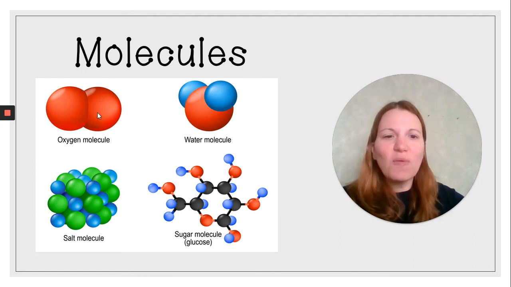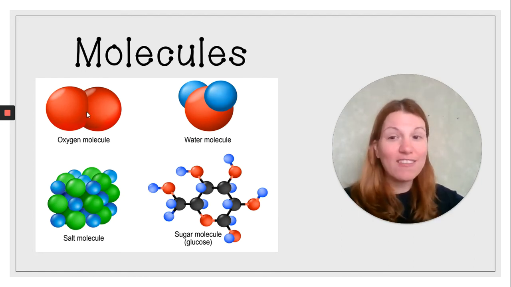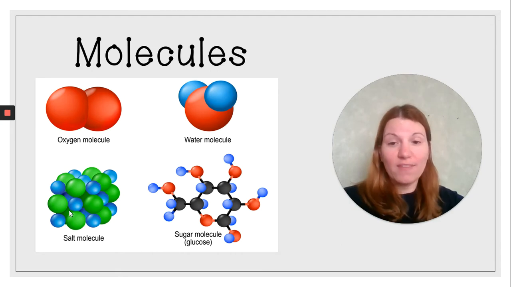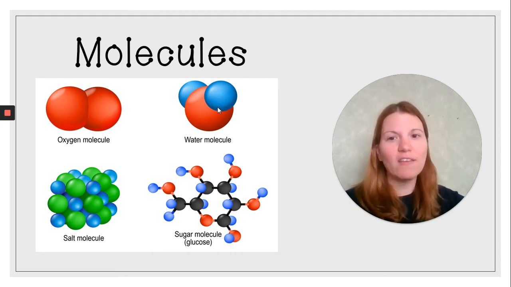And they can stick to other atoms of the same kind. Like here's an oxygen molecule. So there are two atoms that are the same kind, oxygen, and they're stuck together. But a lot of times they mix together with other atoms to make new types of materials. And so you can see a couple of them here. We have a water molecule, a salt molecule, and then this is what sugar looks like, a glucose molecule.